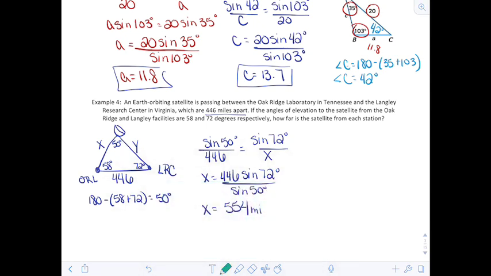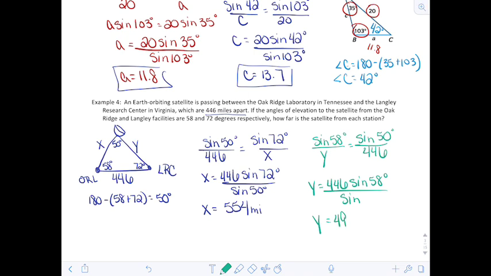Then we're going to take a look at y and find the other distance. So we need the sine of 58 over y equal to the sine of 50 over 446. So y is going to equal 446 times the sine of 58 over the sine of 50 degrees. And that's going to give me a distance of 493 miles.